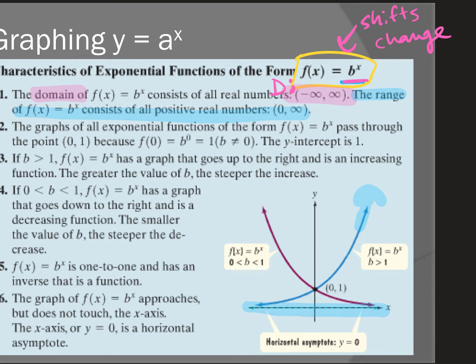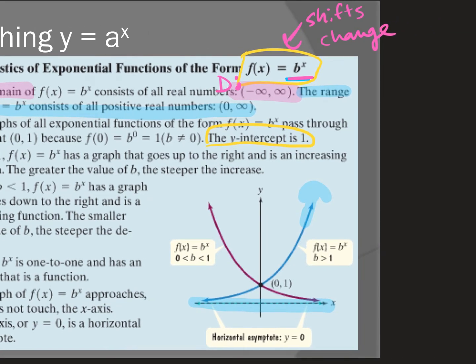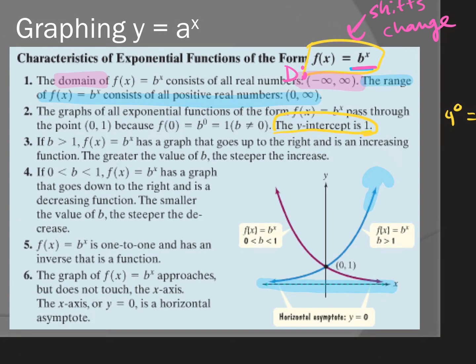these characteristics will change. The y-intercept of our graph is 1, because if I plug in 0 for x, no matter what the number is, if I had 4 to the power of 0, this would be 1. So any base to the power of 0 would make your answer 1. So our y-intercept is 1, again, unless we have a shift change. If our b is greater than 1, so if the base is bigger than 1, we have a graph that goes up and to the right, so it's increasing.